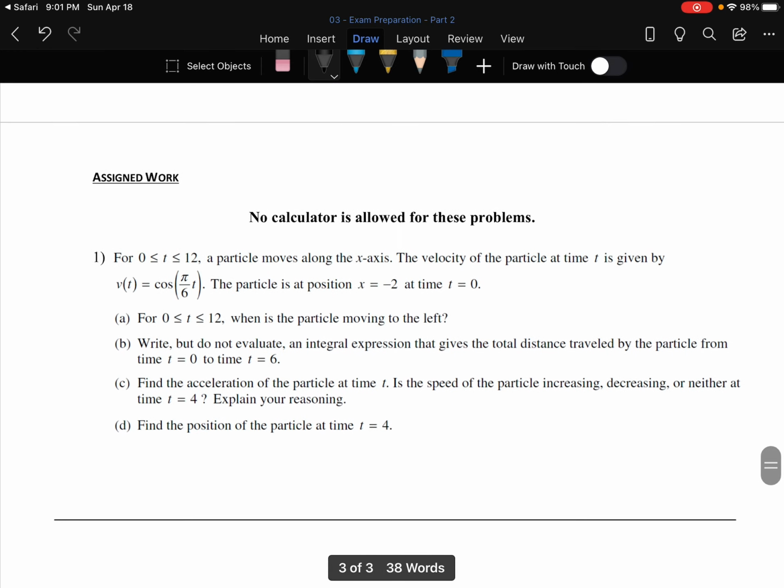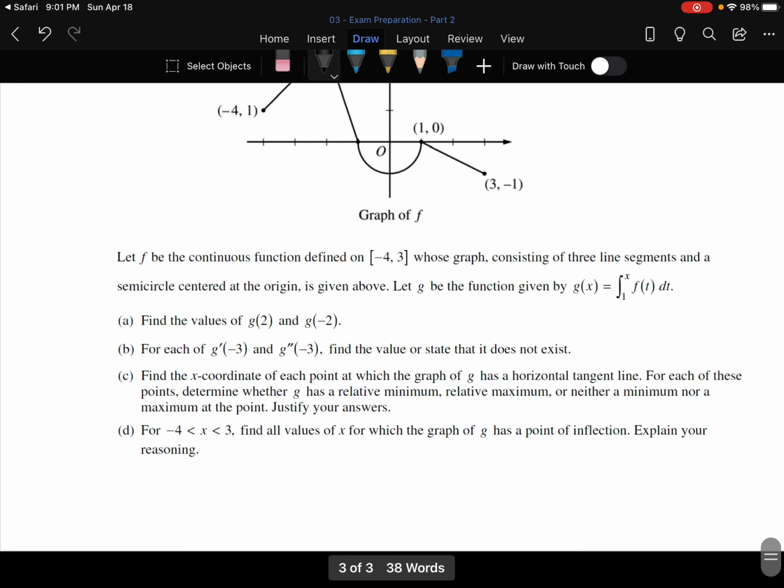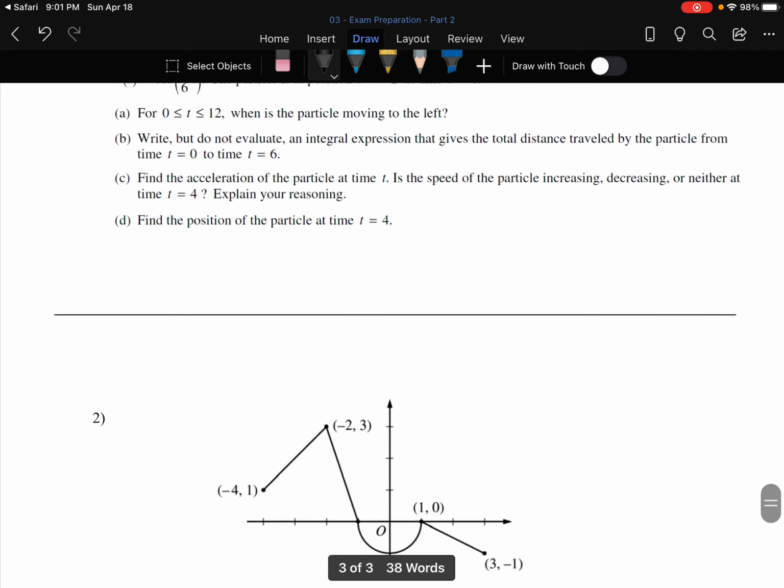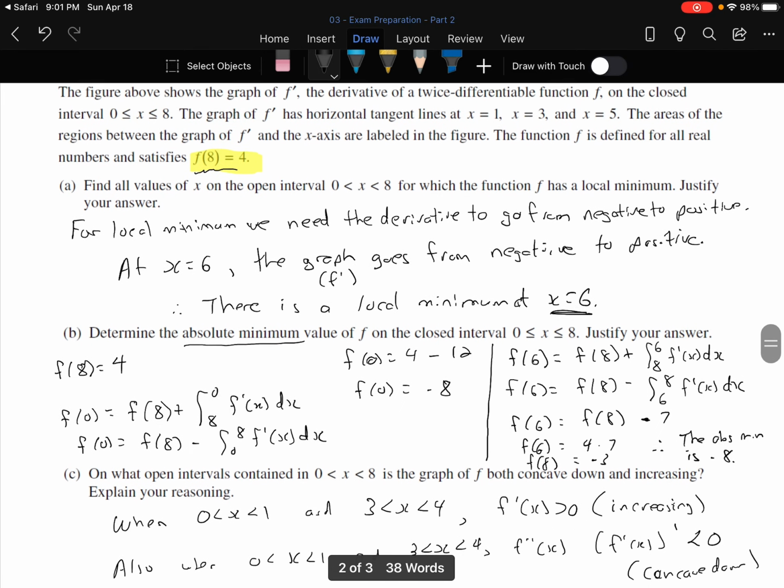Okay, and so then there's some assigned work. Questions 1 and 2 are given in the assigned work, so you can try those on your own. They're a lot like the ones we just did. And then check out the solutions for those.